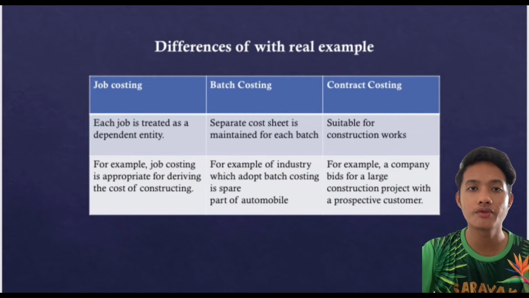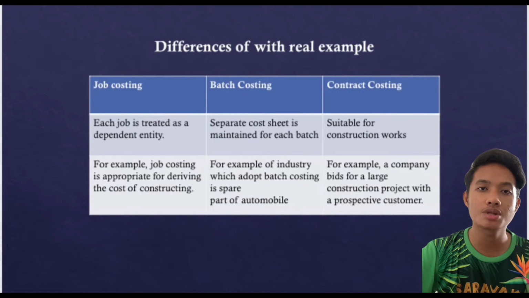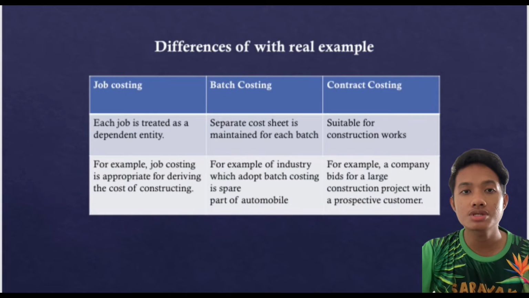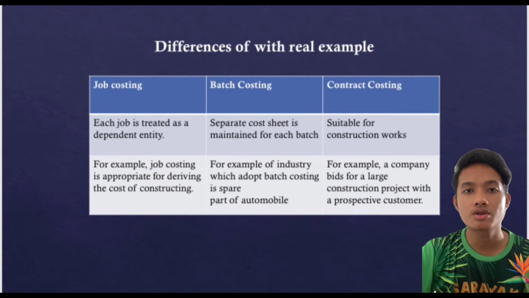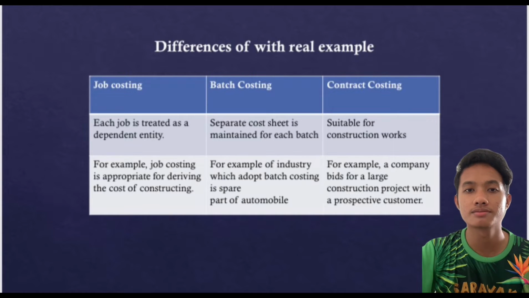The differences between job costing, batch costing, and contract costing: in job costing, each job is treated as an independent entity for the purpose of costing. For batch costing, a separate cost sheet is maintained for each batch by assigning a batch number, and contract costing is suitable for construction work.